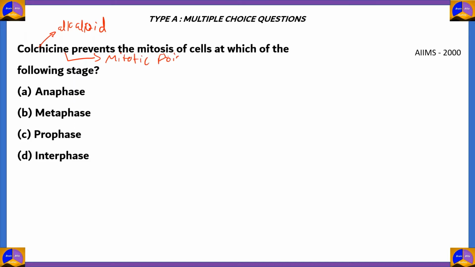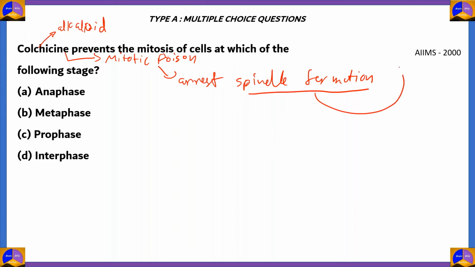It prevents mitosis because of the fact that it arrests spindle formation. So when spindle formation is arrested, it means that the chromosomes cannot be differentiated into the newer cells. And this process of spindle formation happens in the late prophase. So keeping these in mind, let's look at the following options. Option A, anaphase. In anaphase, the actual separation of the chromosomes happen. So by this time, the spindle has already formed. So spindles are present. So option A is incorrect.